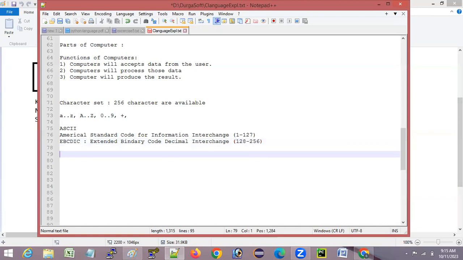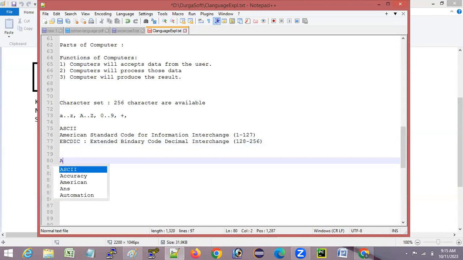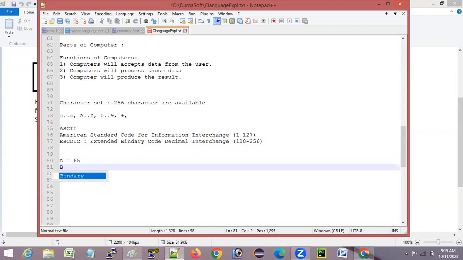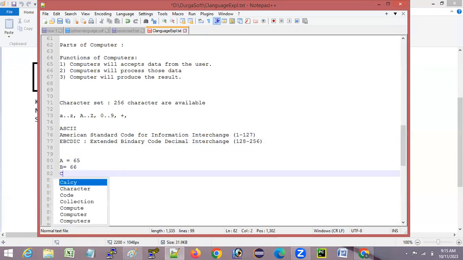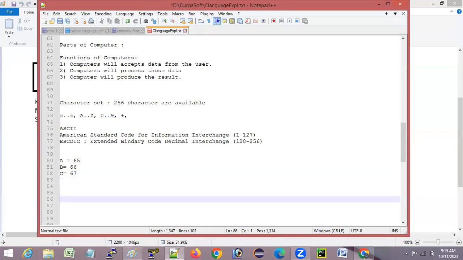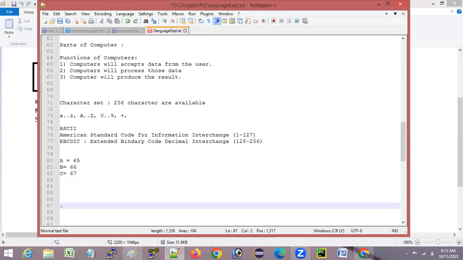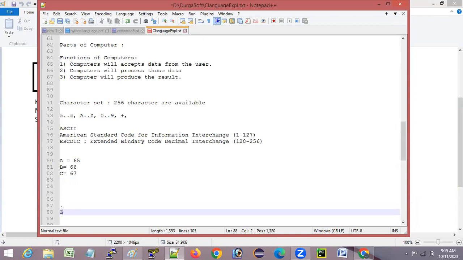So what the people of America, the inventors of the computer, have done is they made each character into a particular numeric code. Capital A is equal to 65, capital B is 66, capital C is 67. Like that it continues until Z. Capital Z is 91, so like this it continues.